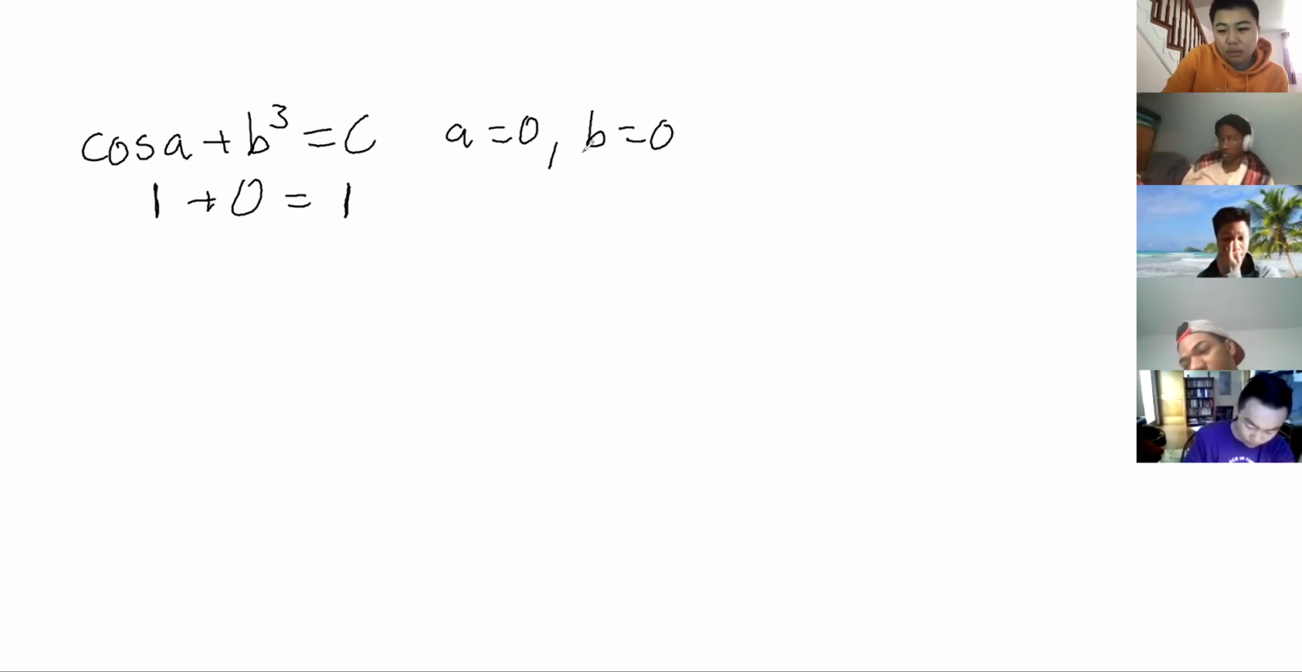Oh wait, William, you're muted. So this is it. We just need to find what c equals. We did. c equals 1. Yeah, I'm saying that's all we need to do. It's just solve in terms of a and b.